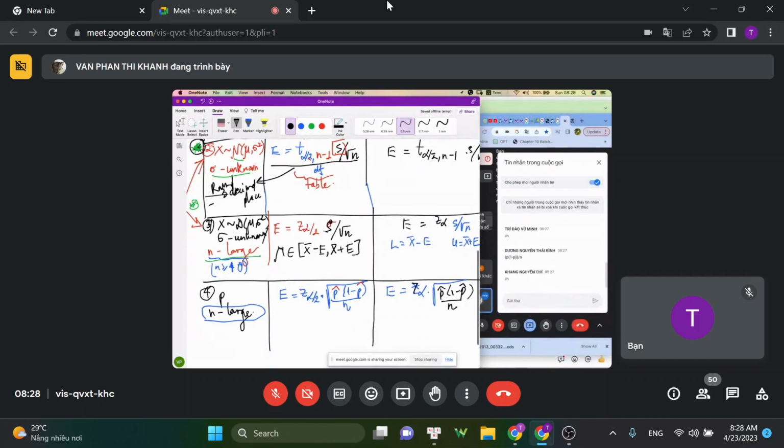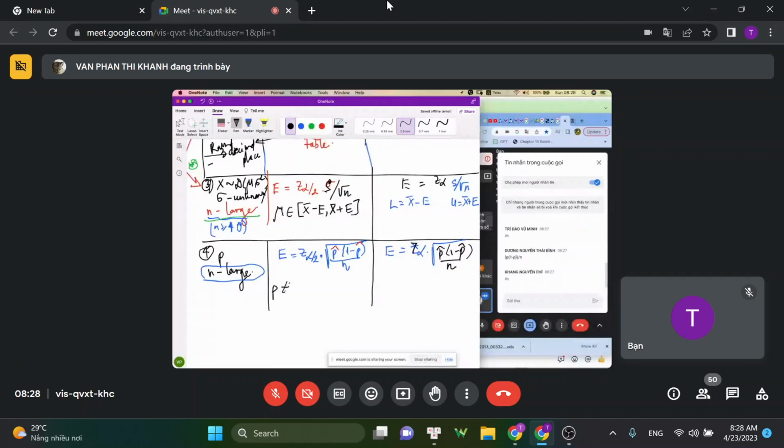Okay, and our confidence interval here is the interval of p, not of mu anymore. Here we estimate the proportion, so it will be p hat minus E to p hat plus E. In this case, the lower bound is p hat minus E, and the upper bound is p hat plus E. And about the questions of the sample size, it means that if I give you E, how can we find the sample size?